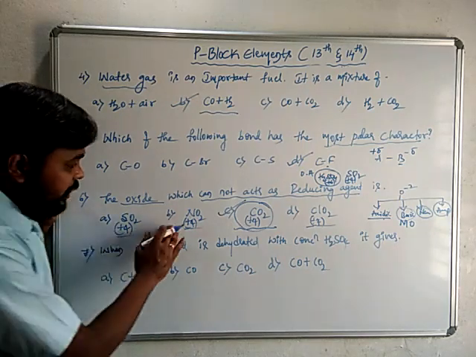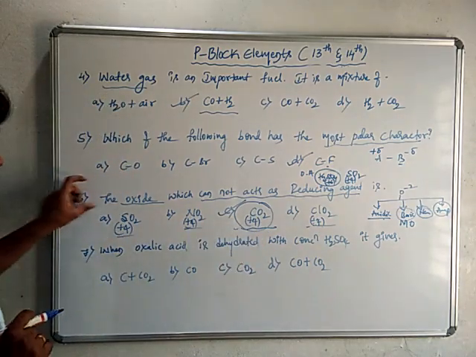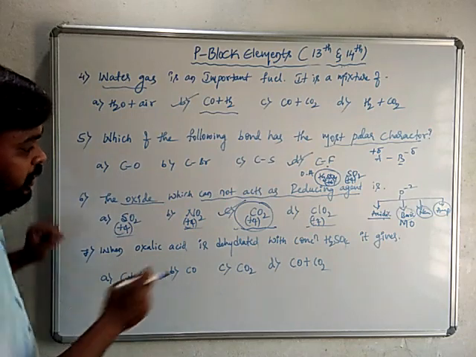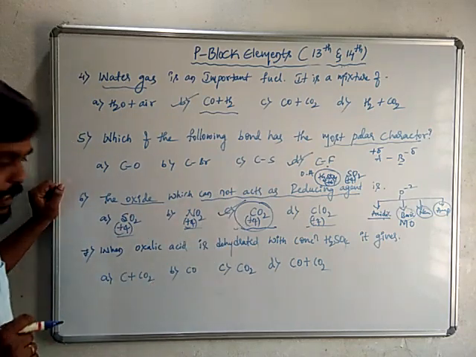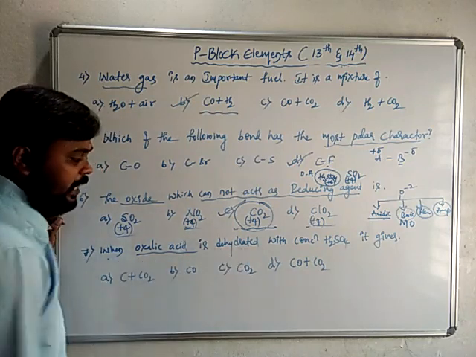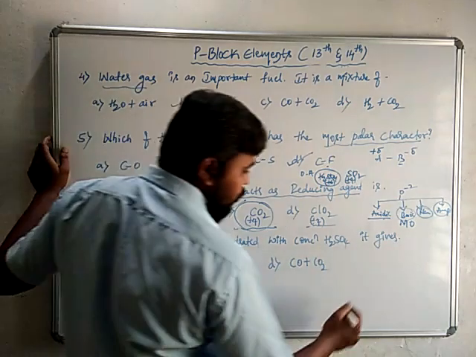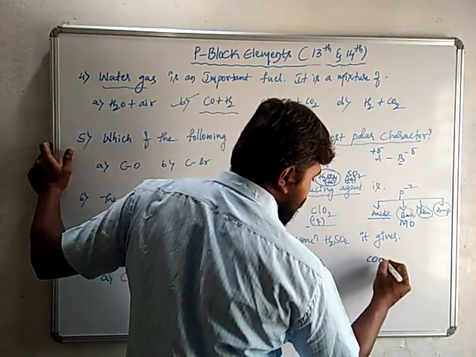So that's why these are reducing agents, but this is an oxidizing agent. So in the given options, which is not a reducing agent? Carbon dioxide is not a reducing agent. So the next question is, when oxalic acid is dehydrated, meaning water is removed, what is the formula of oxalic acid?